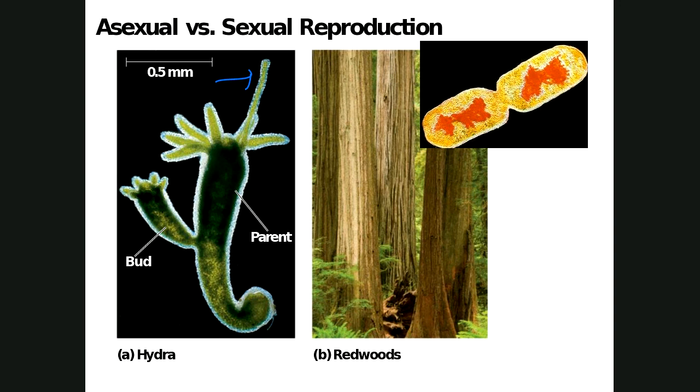And when it reproduces, one of the ways it can do it is by simply making a bud. That's exactly what that is on the left-hand side. It's not its name. That isn't Bud. The next one wouldn't be Chuck or something like that. But that's exactly what that is.